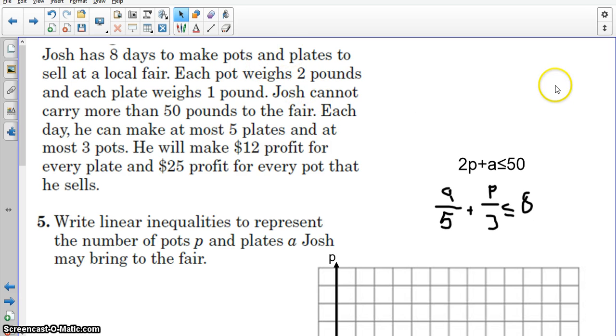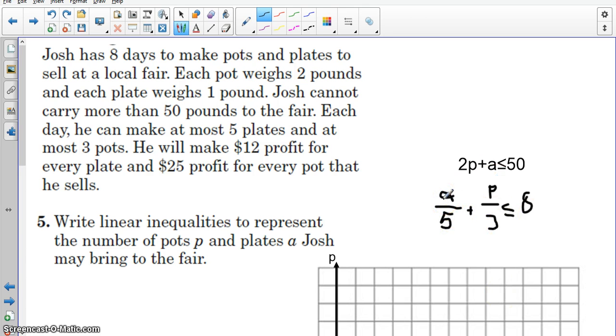So it's A over 5 plus P over 3. Let me fix that A. It looks ridiculous. This won't be any better probably. Yeah, not really. But there you go. So these are the two inequalities. A over 5 plus P over 3 has to be less than or equal to 8.